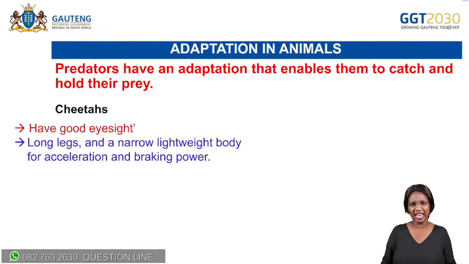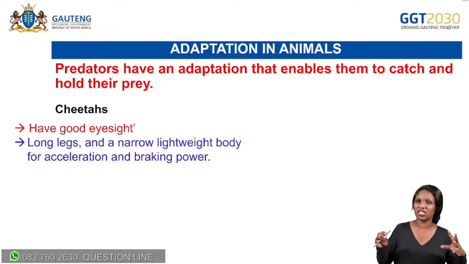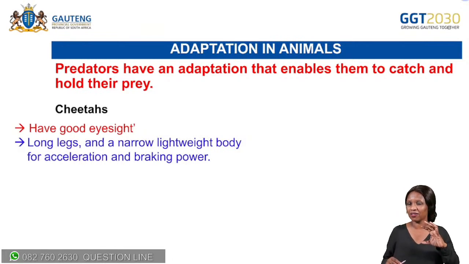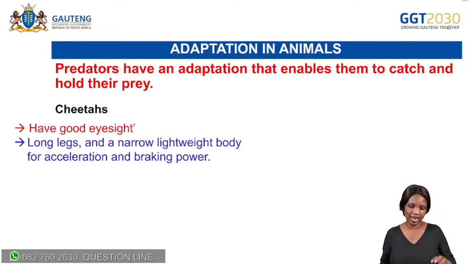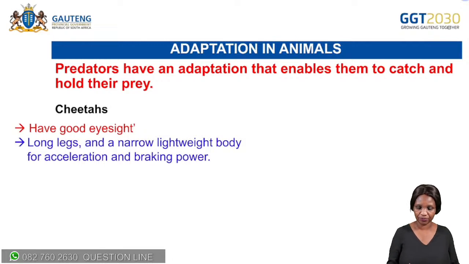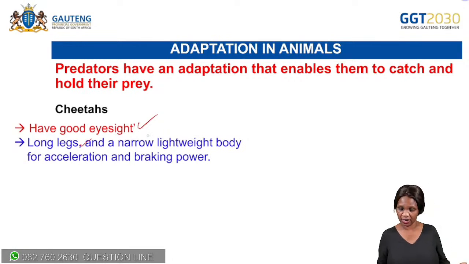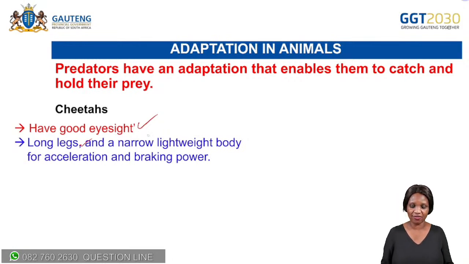Do you get it? And it has got sharp paws. Why? Because it needs to hold its prey and then tear its flesh. And then they've got teeth that can kill an animal. All right. Cheetahs have got good eyesight. They've got long legs and a narrow, lightweight body for acceleration and even for braking power. And then they run very fast for short distances.